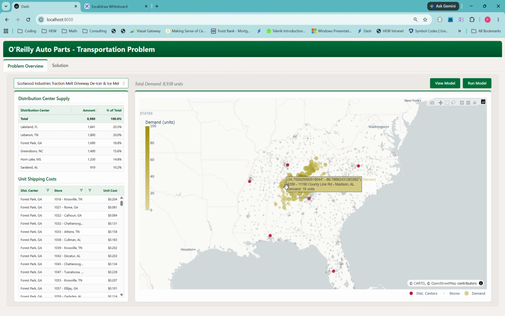Now, this problem we can think about in terms of linear programming as the transportation problem, and that's what we'll model out in this video.